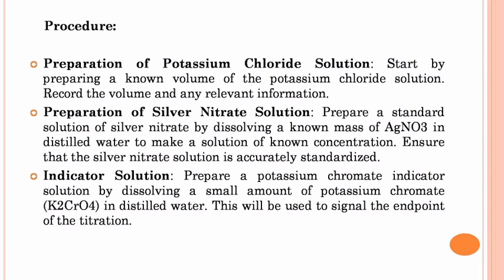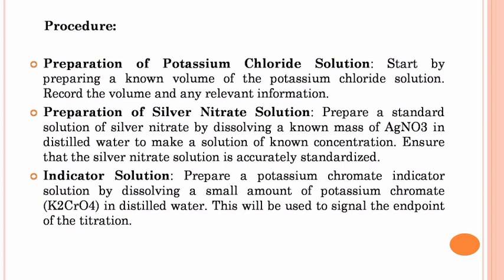Start by preparing a known volume of the potassium chloride solution. Record the volume and any relevant information. Second, preparation of silver nitrate solution. Prepare a standard solution of silver nitrate by dissolving a known mass of AgNO3 in distilled water to make a solution of known concentration. Ensure that the silver nitrate solution is accurately standardized.